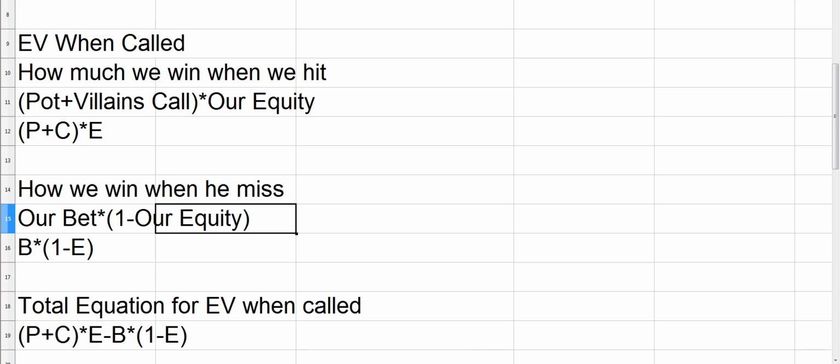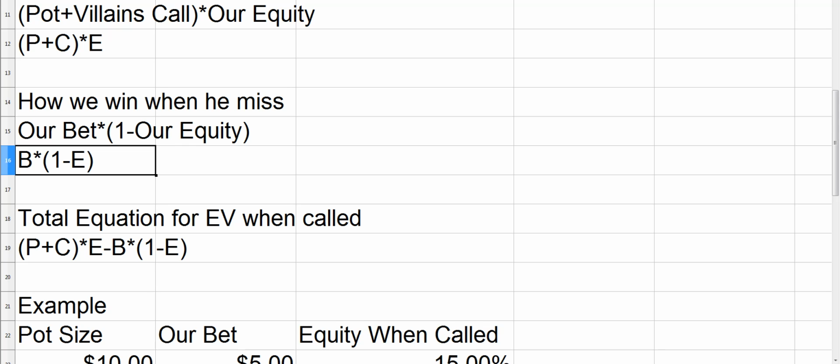How much we lose when we miss will be our bet multiplied by 1 minus our equity. So we'll be losing our bet, and we'll be doing that at a frequency of 1 minus our equity. So that's the times that we miss. So the shorthand for that equation is B multiplied by 1 minus E. And the total equation for calculating EV when called is the pot plus your opponent's call multiplied by your equity minus the bet multiplied by 1 minus our equity. So let's go ahead and do an example.